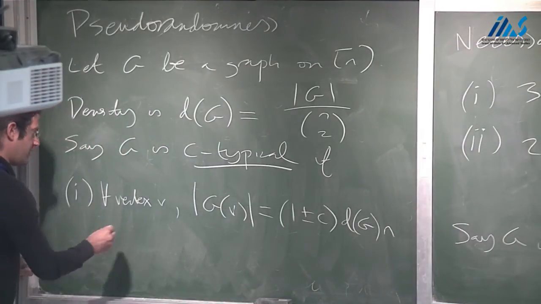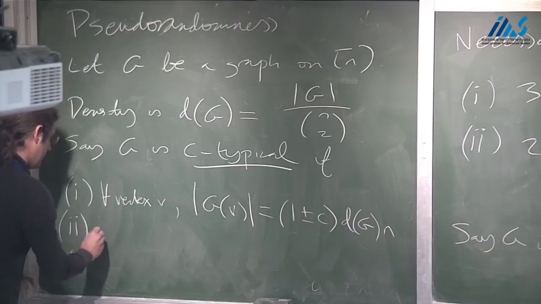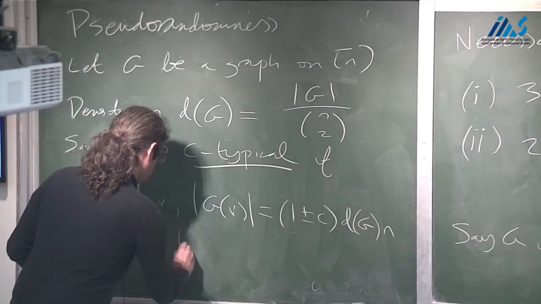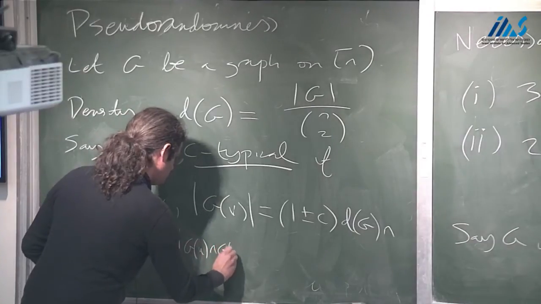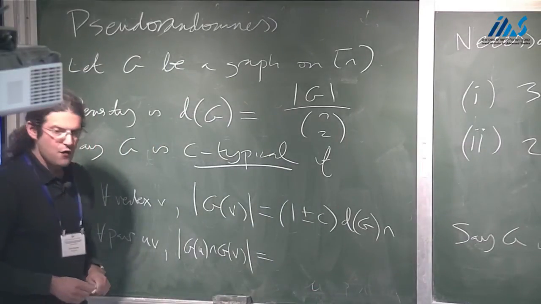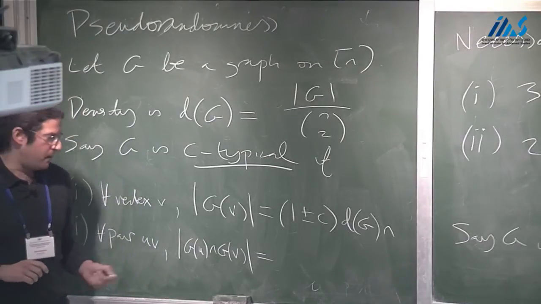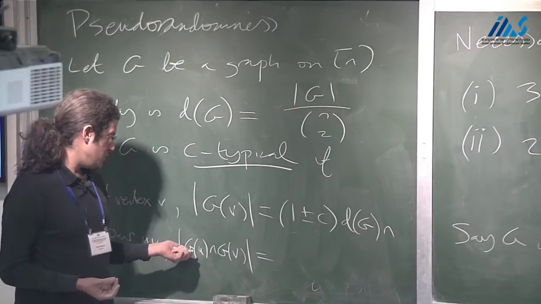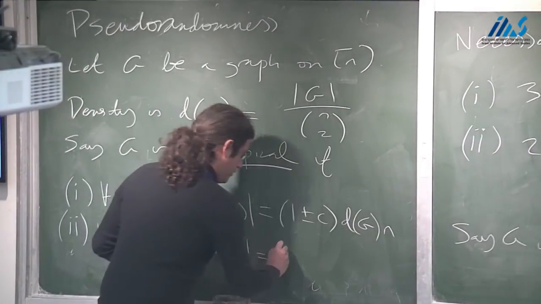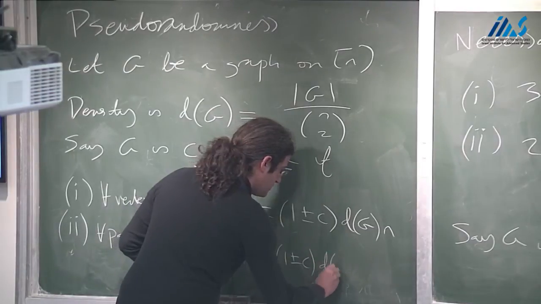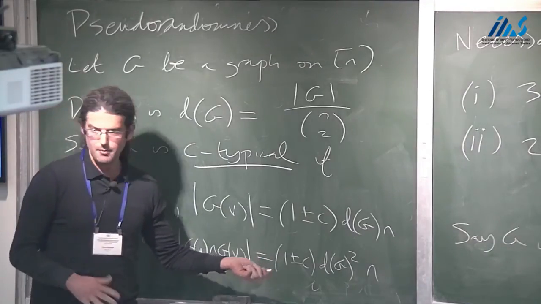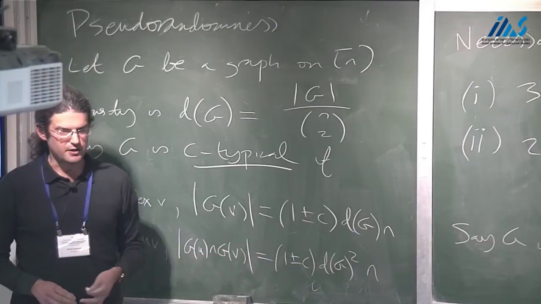And then secondly, I want the same kind of condition for any pair of vertices. So for any pair U, V, if I look at the common neighborhood, what would I expect? For any other vertex X, if I chose edges randomly, the probability that it would be adjacent to U and V would be d of G squared. So I'll say it's roughly 1 plus or minus C times d of G squared times n. So d of G squared times n is the expected number of these vertices, and then again I'm having some error term which holds with high probability by Chernoff bounds.